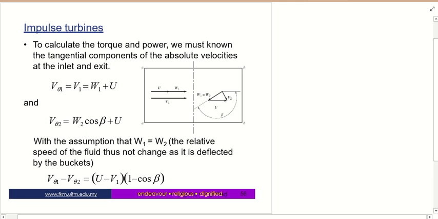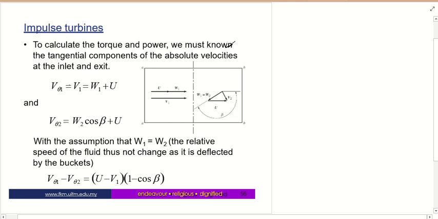To calculate the torque and power, we must know the tangential components of the absolute velocities at the inlet and exit. Recall the T shaft, the torque produced from the shaft. We need the tangential velocity. From this triangle, position 1 refers to the inlet and position 2 refers to the outlet.